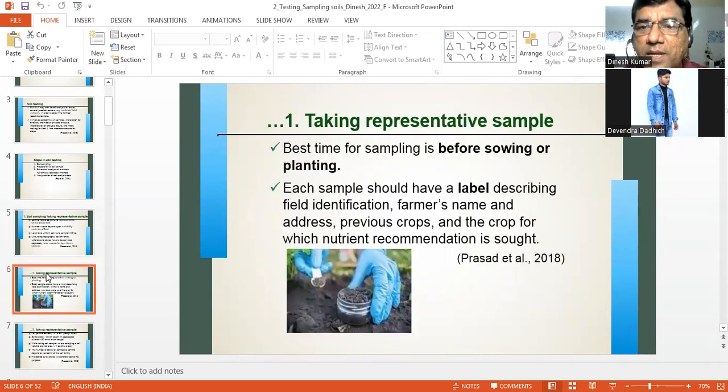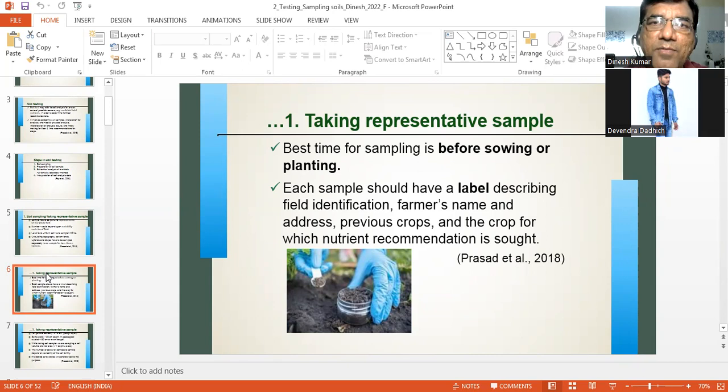Best time for sampling is before sowing or planting. So that is the best time, means when you have not plowed the land. It has to be taken from undisturbed land. If you have plowed the land, then sampling should not be taken. So suppose you have harvested the crop and you want to do sowing of the next crop. So immediately after harvest of the crop, you should take the sample from the undisturbed soil.